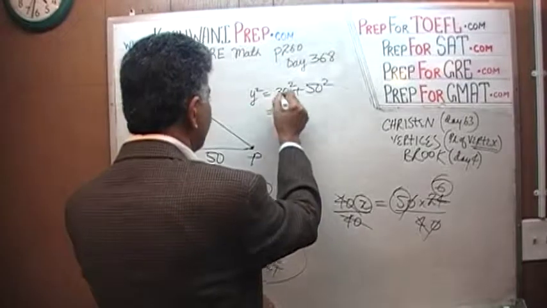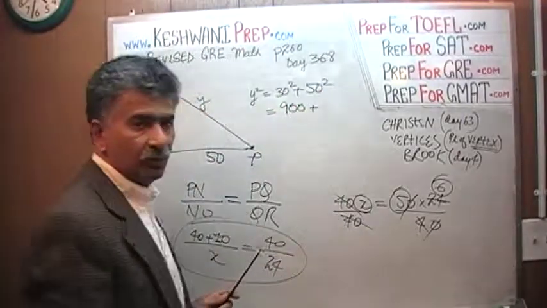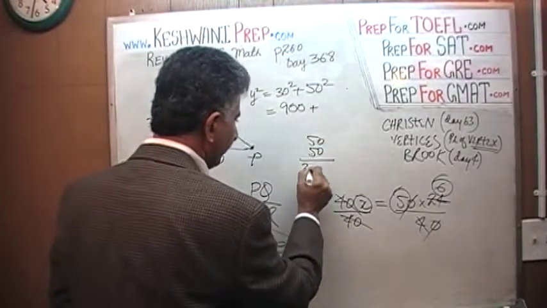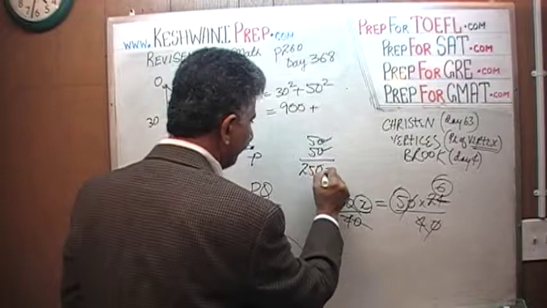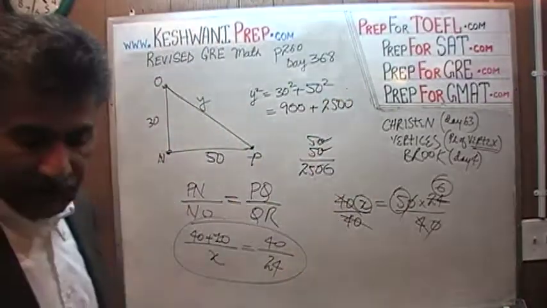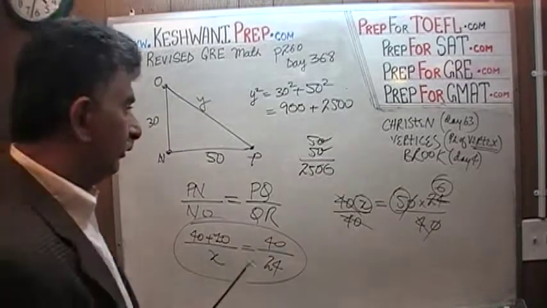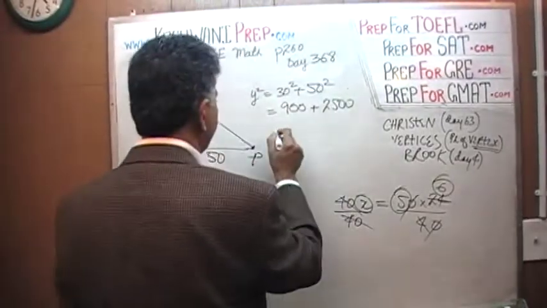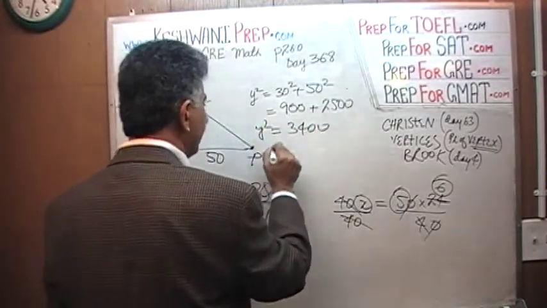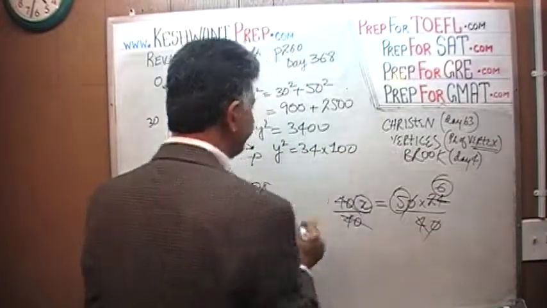30 times 30 is the same as 3 times 3, which is 9, and then 2 zeros. Same thing here, 50 squared is going to be 5 times 5, which is 25, and then we have two zeros: 2500. 2500 plus 900 is going to be 3400, which is your Y squared, which can be written as 34 times 100.